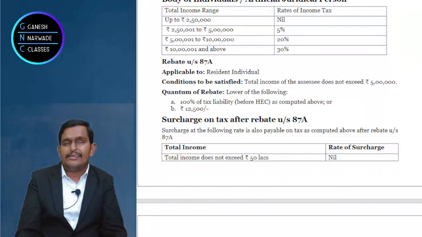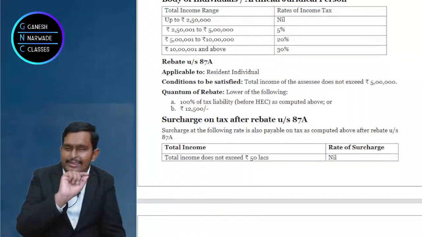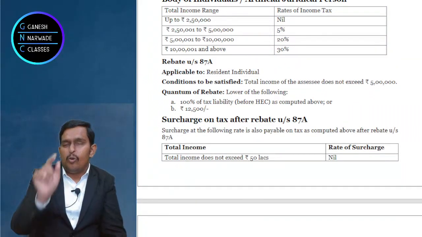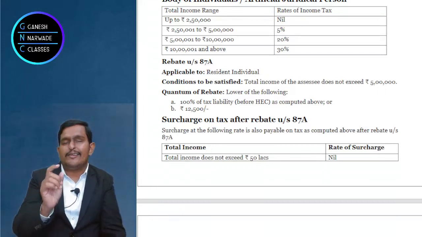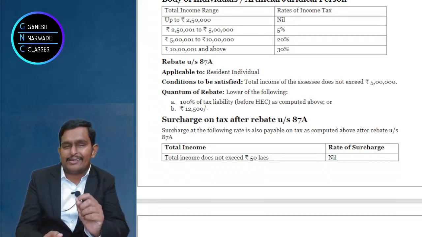Under section 87A, rebate is lower of the following two, that is tax calculated till now. Yes, health and education cess is not to be added, surcharge is not to be added, need not add surcharge, need not add health and education cess, only tax as per the slabs what we did, and 12,500, whichever is lower will be given as rebate deducted from the tax.